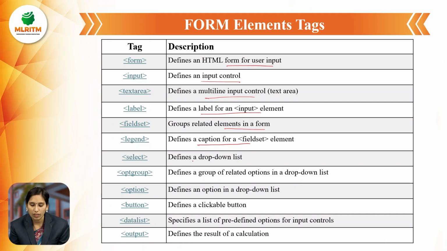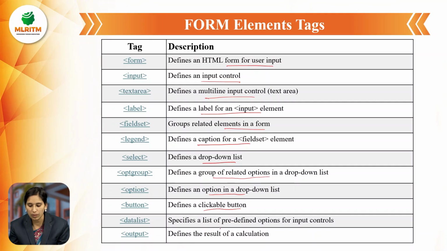Next, select defines the drop down list. It selects any one option. Next, optgroup means a group of related options in the drop down list. Next, option defines an option in the drop down list, how to choose any one option. Next, button. It is a clickable button. Whenever you click on this button, the data is submitted to the server.